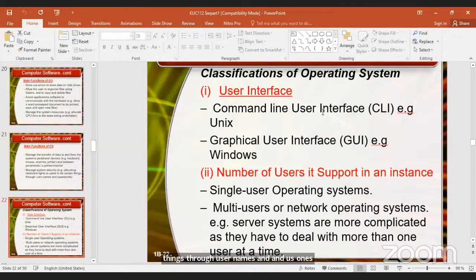Classifications of operating systems. How can we classify computer systems? Someone saying that my slide's not clear. No, now it depends on your network, or it depends on your operating system that you are using. Yeah. What are some of the classifications of the operating systems?